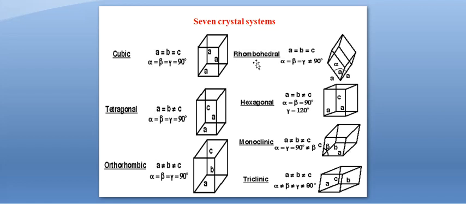Then rhombohedral means a is equal to b is equal to c, alpha is equal to beta is equal to gamma. All the angles are equal, but it is not 90 degrees.